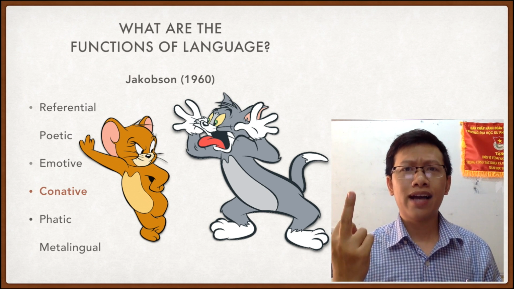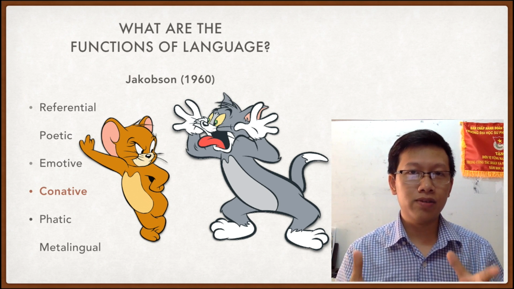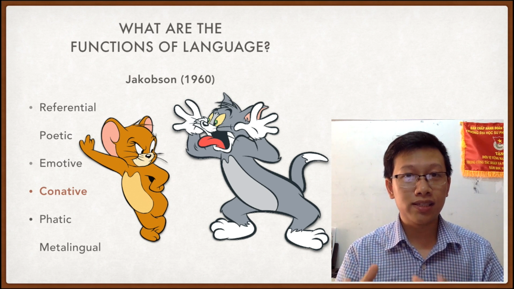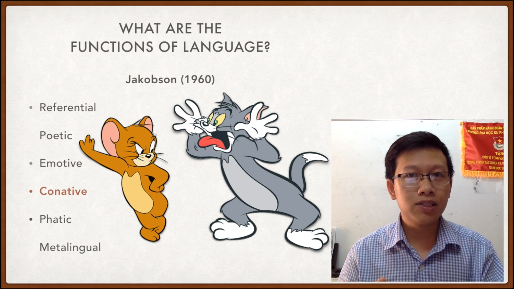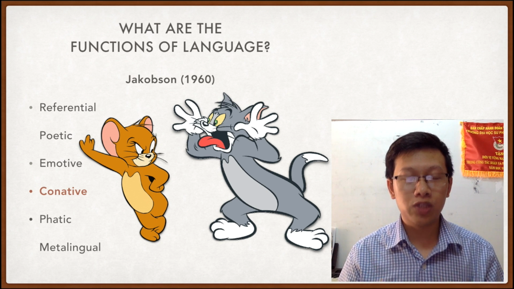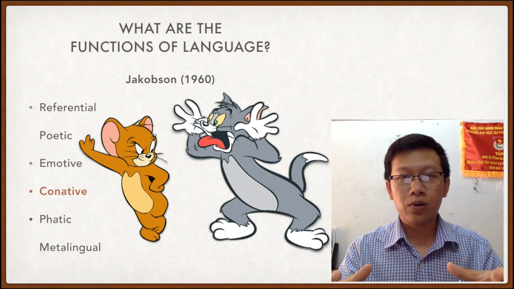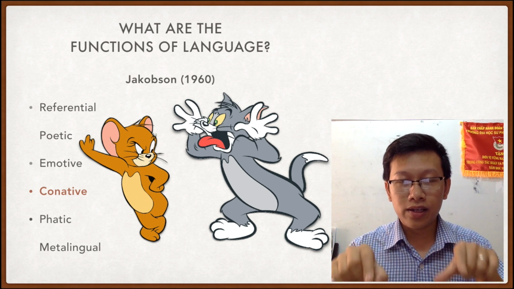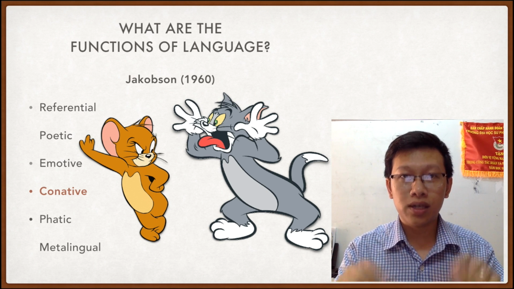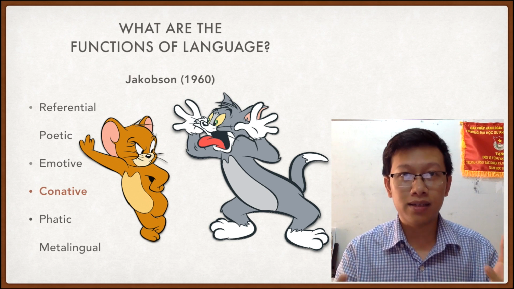Jerry said, get the fuck out of here. So that is the conative use of language. Tom, get the fuck out of here. Let's say Jerry is addressing Tom, and so Tom becomes the receiver of the message, of the information. This is the conative use of language when you are addressing someone in order to attract their attention. You know that, okay, I'm talking to you, you better listen to me. Watch this video one more time in order to understand everything better. That's it, something like that.